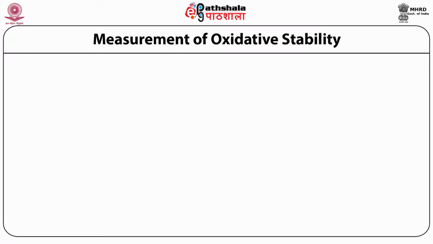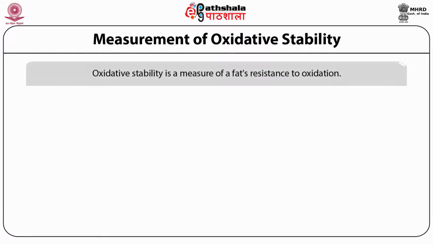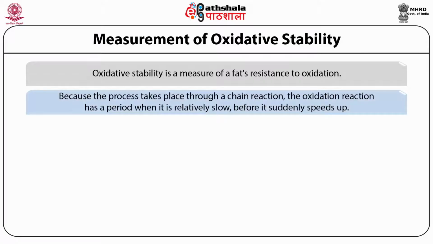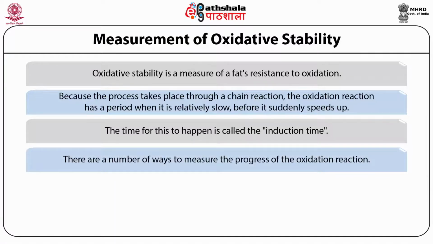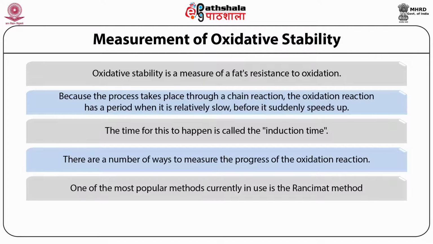Measurement of oxidative stability. Oxidative stability is a measure of a fat's resistance to oxidation. Because the process takes place through a chain reaction, the oxidation reaction has a period when it is relatively slow before it suddenly speeds up. The time for this to happen is called the induction time. There are a number of ways to measure the progress of the oxidation reaction. One of the most popular methods currently in use is the Rancimat method.